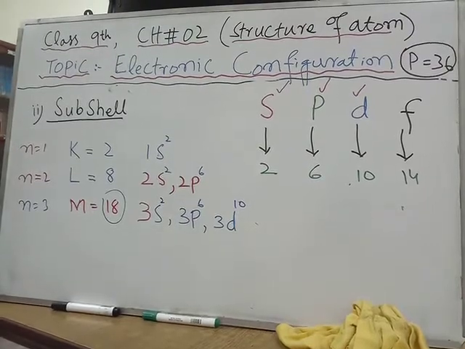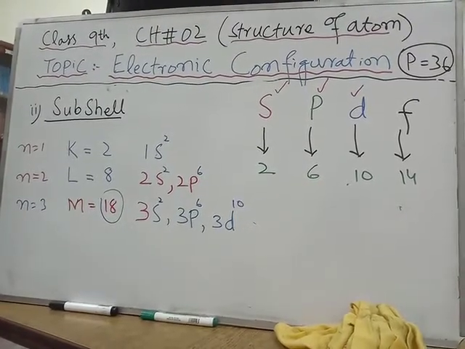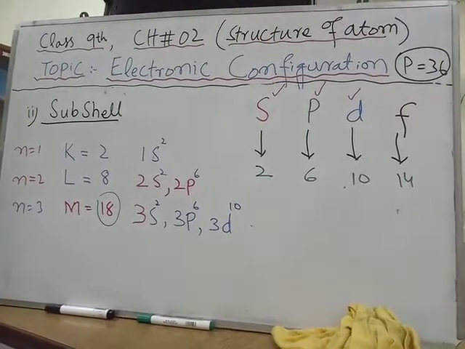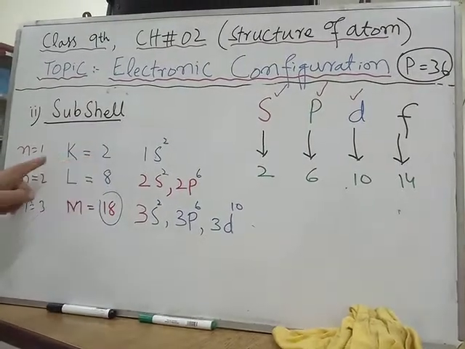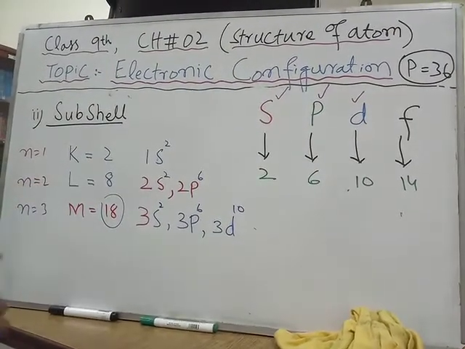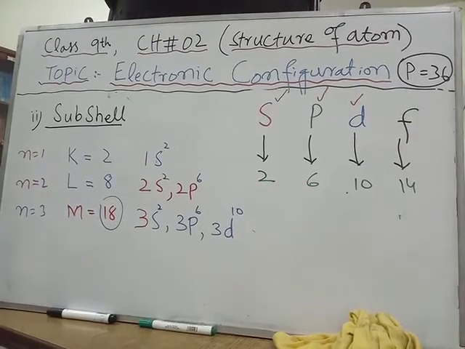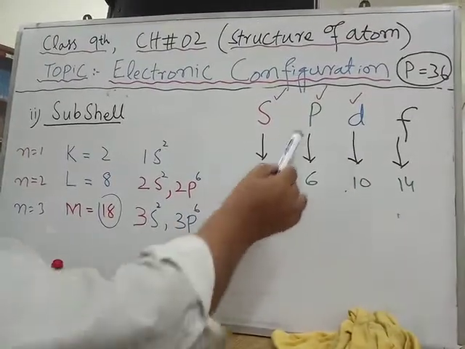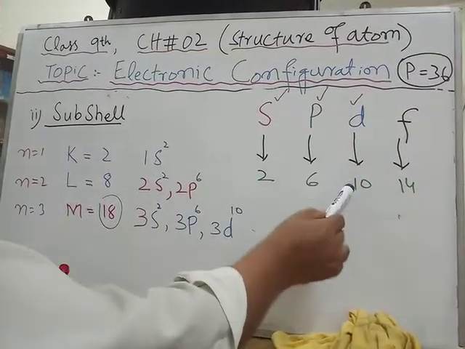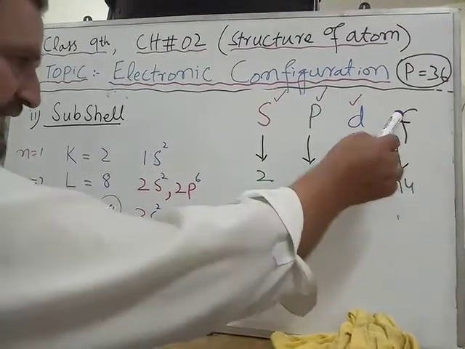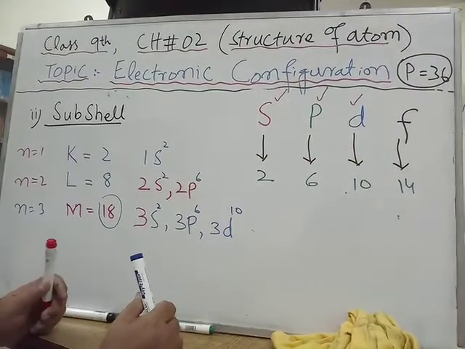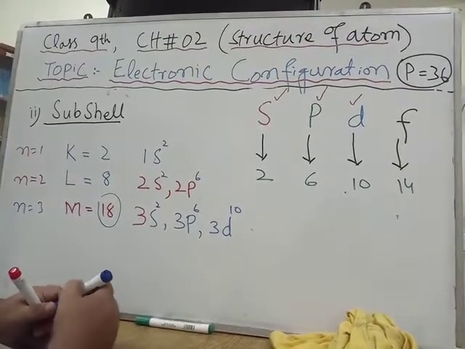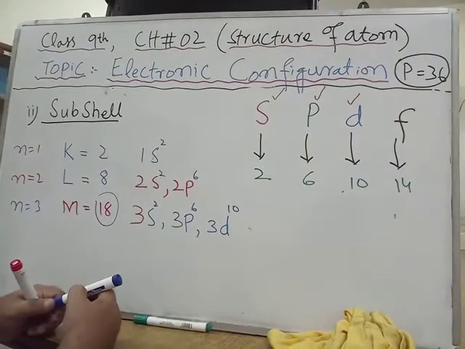Similarly, the number of electrons that can be accommodated in a particular shell can be determined by the formula 2n square. According to 2n square, the first shell can accommodate 2 electrons, the second shell can accommodate 8 electrons, the third shell can accommodate 18 electrons, but in the subshells, S can accommodate 2, P can accommodate 6, D can accommodate 10, F can accommodate 14 electrons. Subshells are also called sub-energy levels, while the shell is called the main energy level.